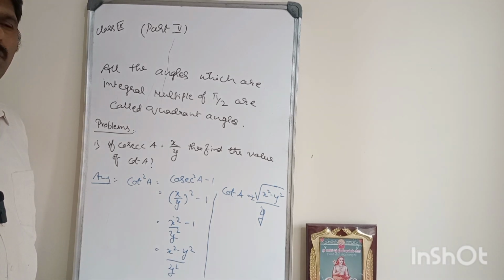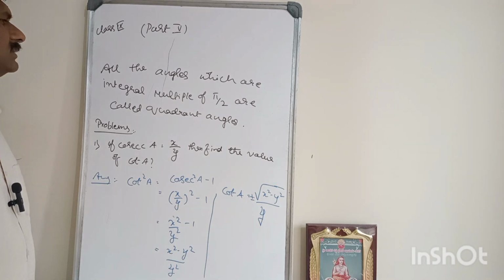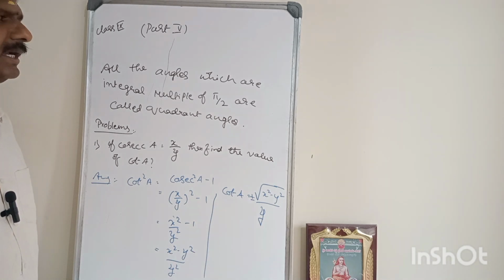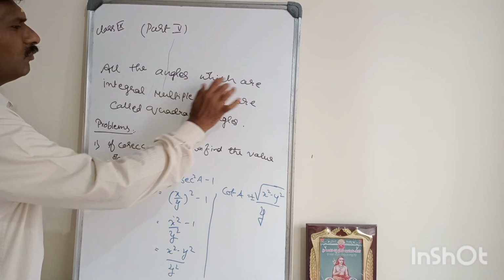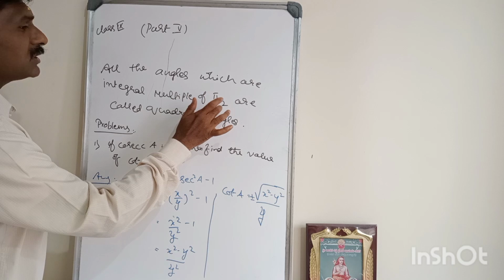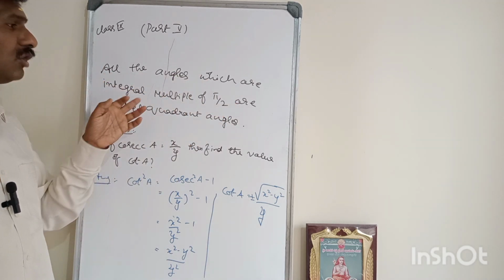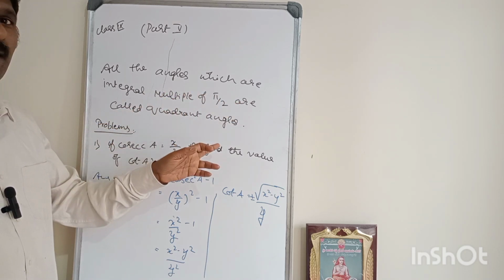Then after that we have quadrangles. What is a quadrangle? A quadrangle is that all the angles which are integral multiples of pi by 2. See, all the angles which are integral multiples of pi by 2 are called quadrangles.